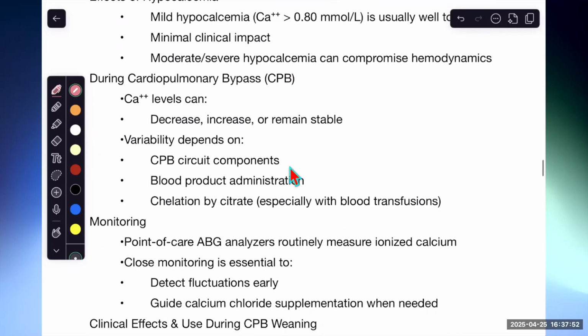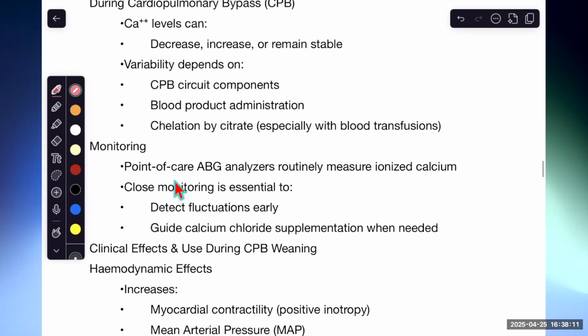On bypass, usually calcium can decrease or increase or remain stable. Variability depends on the calcium, the bypass component, and whether he received blood products or not, because blood products have citrate, and this citrate with blood transfusion can cause chelation and decrease the calcium. So it's better to monitor it on the ABG analyzer to measure ionized calcium. And if you remember last time when we discussed the gas, we said all the electrolytes, and we said keep calcium more than 1. Detect the fluctuation and guide calcium supplementation.